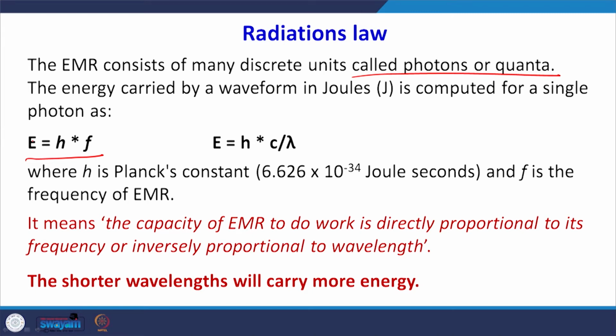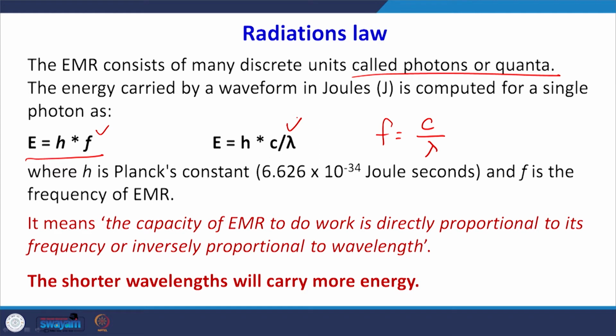E is equal to h into f, and we know that the frequency can be replaced by c upon lambda. We know that f is equal to c upon lambda, where c is the velocity of light. So all the radiations are travelling at the velocity of light, so I can replace f here by c upon lambda. So h and c in this relationship are two constant quantities. So I can say the energy which is carried by the particles is inversely proportional to the wavelength.